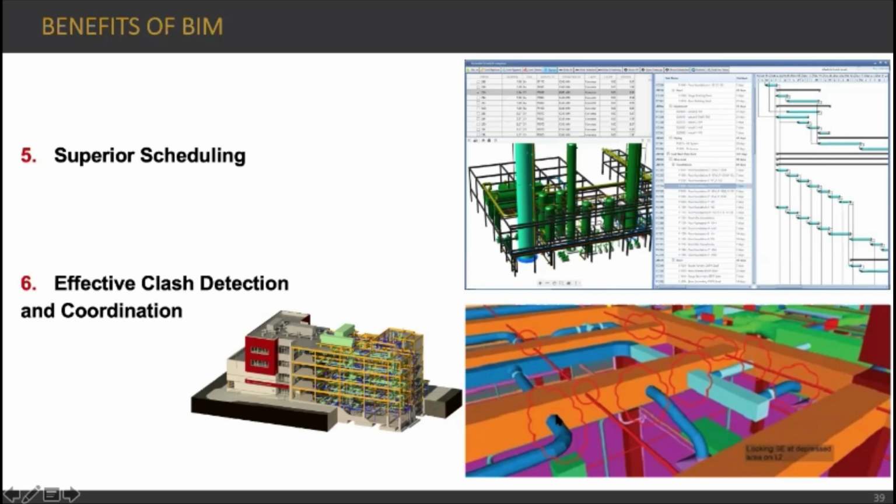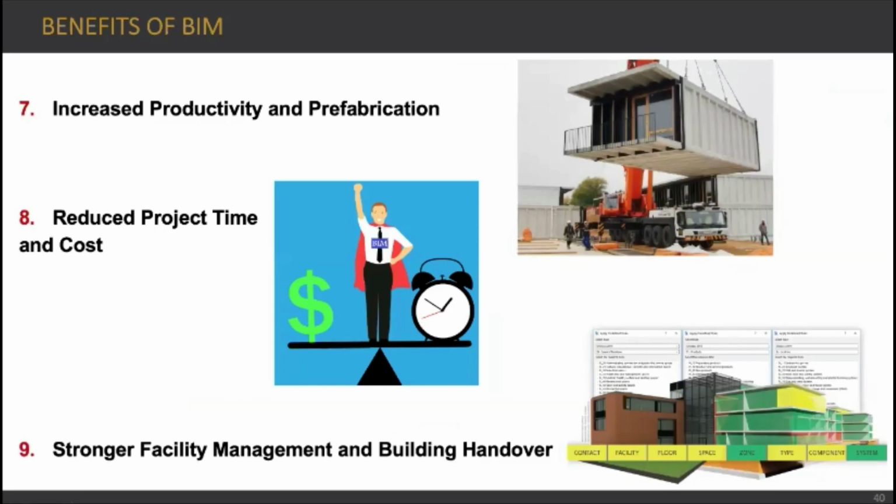Hard clashes are easier to detect, but soft clashes may not be easy to find even with 3D models. So it really saves a lot. Other benefits: BIM also facilitates prefabrication, off-site manufacturing processes, and increased productivity by reducing rework, waste, and delays in general. So it increases the overall productivity.